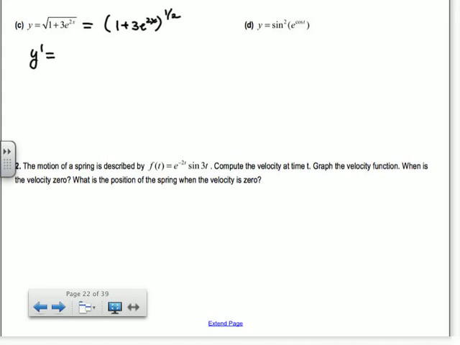Okay, so in this example, if I have y prime, I'm going to pull the 1/2 to the front. I'm going to have the same thing that was on the inside again, raised to the negative 1/2, but then I have to multiply by the derivative of what was inside. So the derivative of what was inside is derivative of 1 is 0 plus 3e to the 2x times the derivative of that power, so you're going to have times 2. Does that make sense? It was 2 chains.